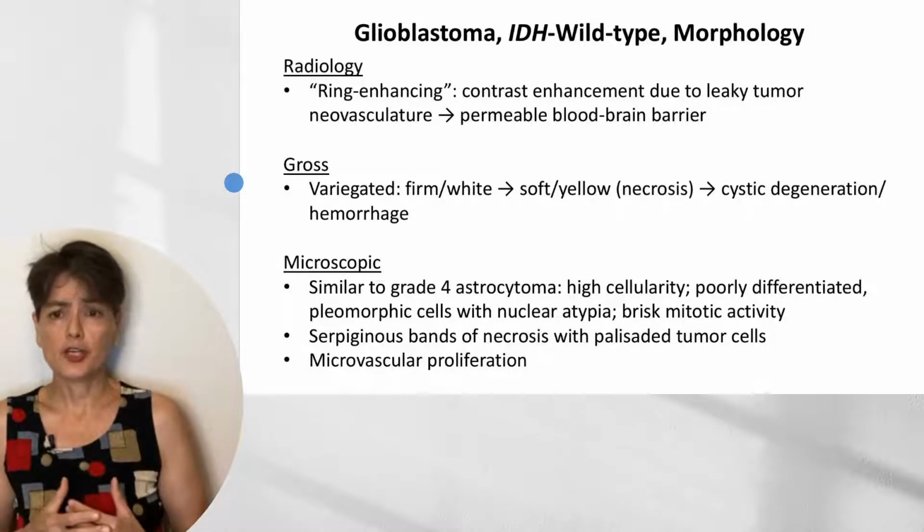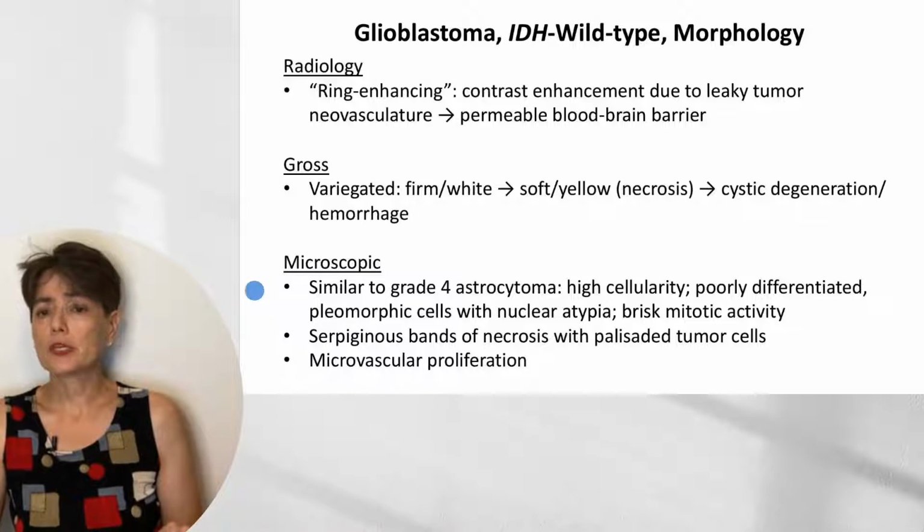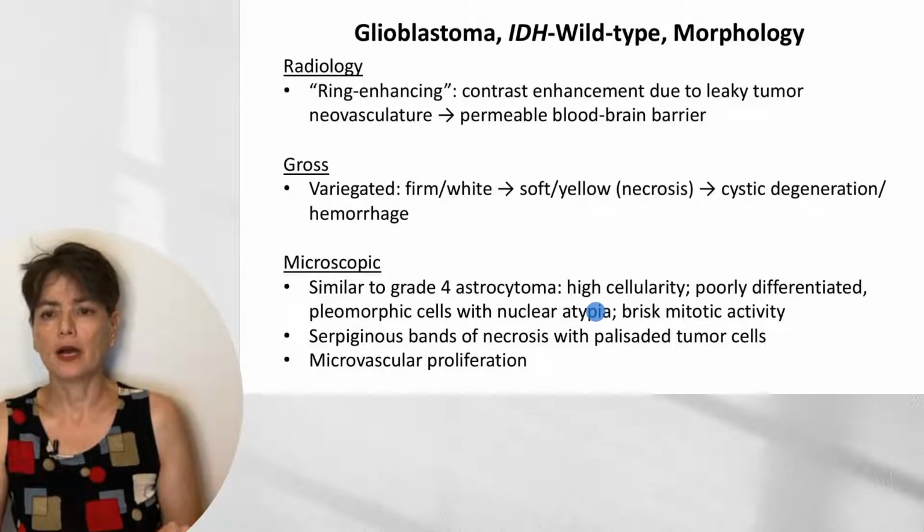We can see cystic degeneration and hemorrhage. So grossly, this is going to be very apparent that it is a glioblastoma, in contrast to the grade 4 astrocytoma I described earlier. Microscopically, it's going to look very similar to our grade 4 astrocytoma with high cellularity, poor differentiation, increased nuclear atypia, and brisk mitotic activity.